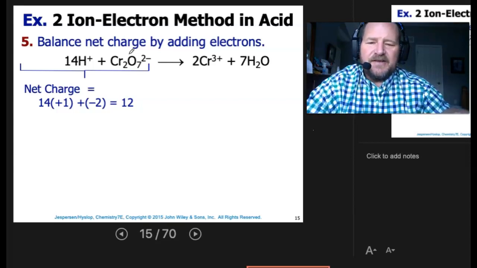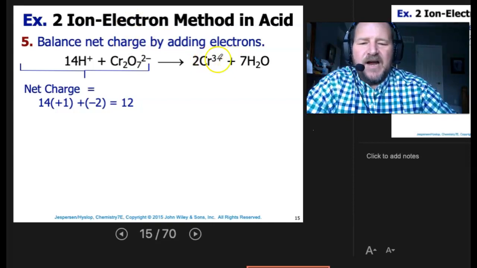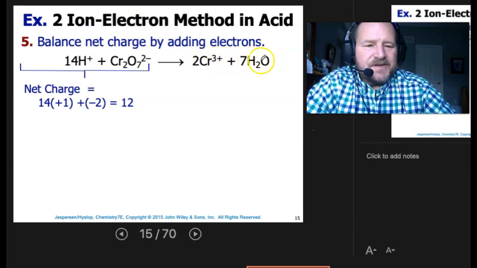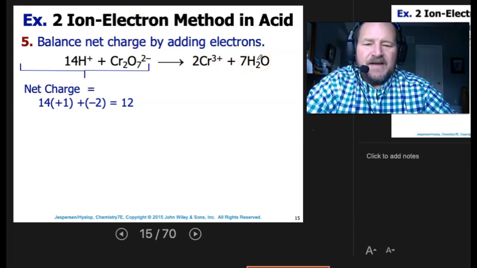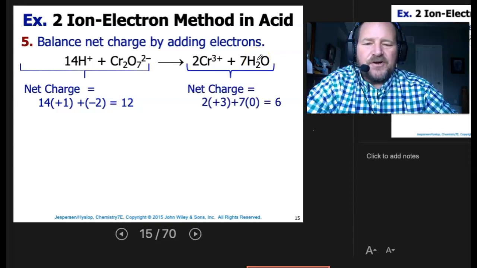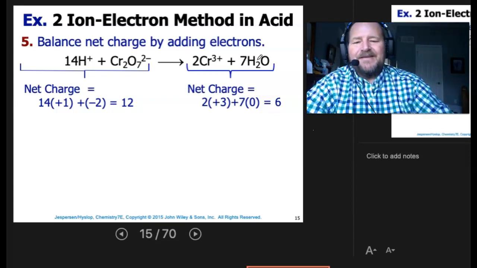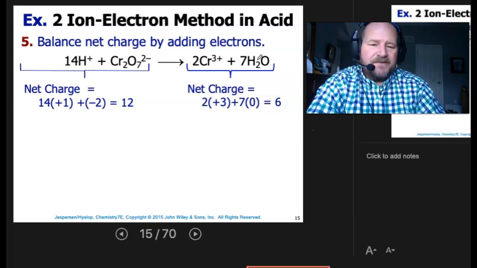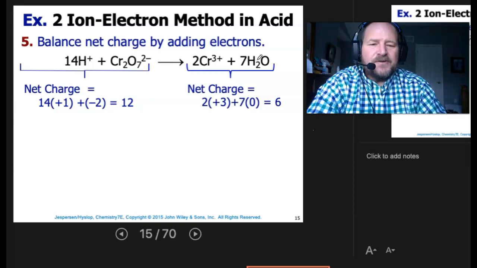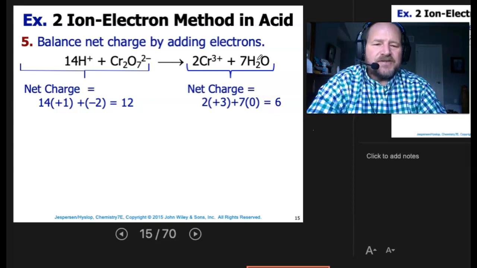On the other side of the reaction, we have 2 times 3 plus 0. So that means we're going to have a total of 6. So the net charge on the product side is then 6. Now we have to charge balance this. So that means in order to make the plus 6 and the plus 12 equal, I'm going to have to add electrons. So which side should I add the electrons to?